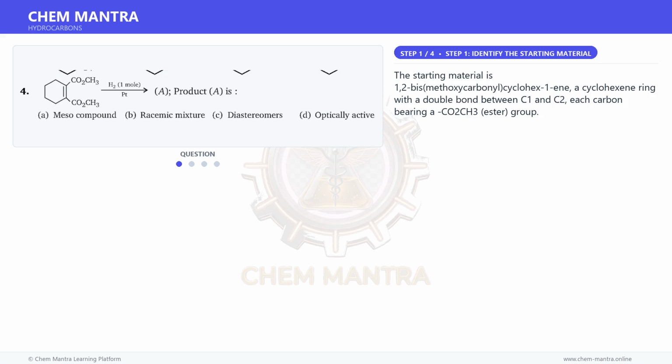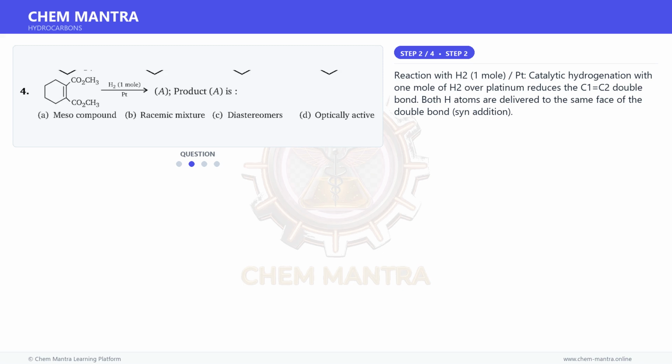The starting material is 1,2-bis(methoxycarbonyl)cyclohexene, a cyclohexene ring with a double bond between C1 and C2, each carbon bearing a CO2CH3 ester group.